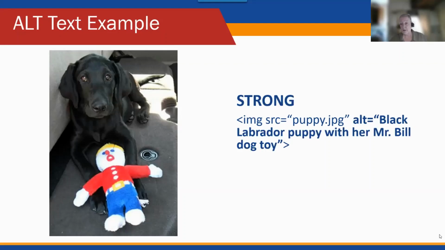Something that's stronger is Black Labrador puppy with her Mr. Bill dog toy. Okay, so be as descriptive as you can about your images because it'll help people who are visually impaired or maybe have low vision as well.